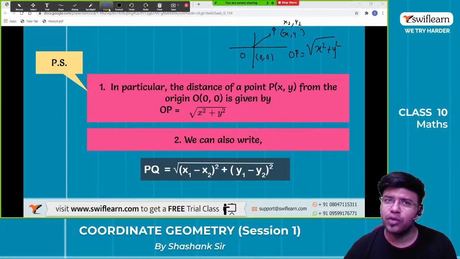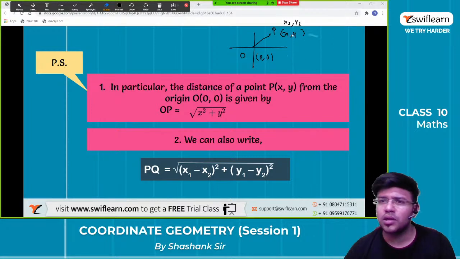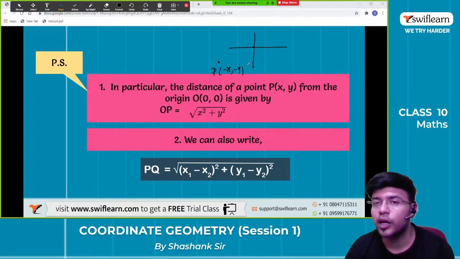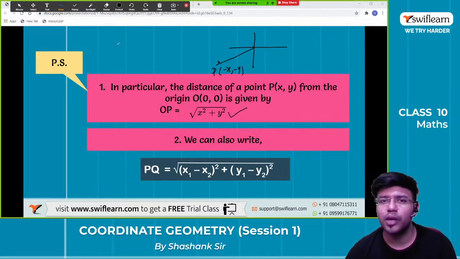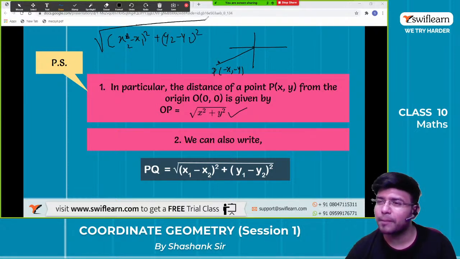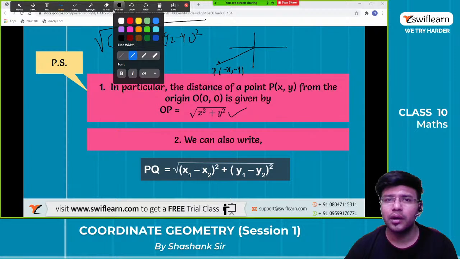Sir, will it still be positive if the point is in the other quadrant? What if the point P is here? We have minus x and minus y, the negative coordinates. Will our distance formula be the same? Yes, it will be the same, because the distance formula is the square root of x2 minus x1 whole square plus y2 minus y1 whole square. And remember, you should draw the square root completely. If you don't draw this, it will mean something else and marks may be deducted.